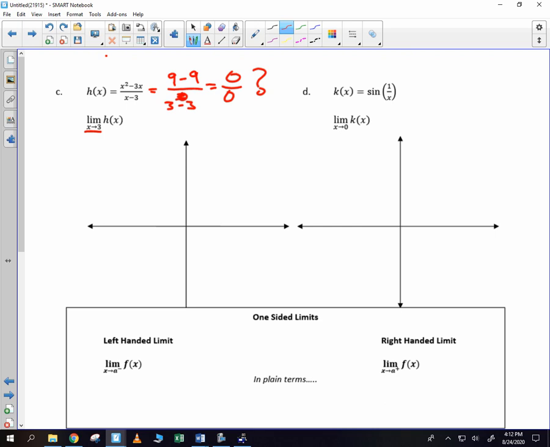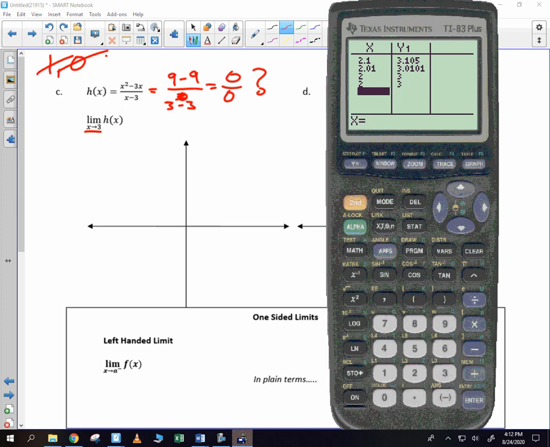Some people say it's 1. Some people say it's 0. Usually both of those are wrong. We have to figure it out. It requires very close examination. Well, let's see what the graph looks like.